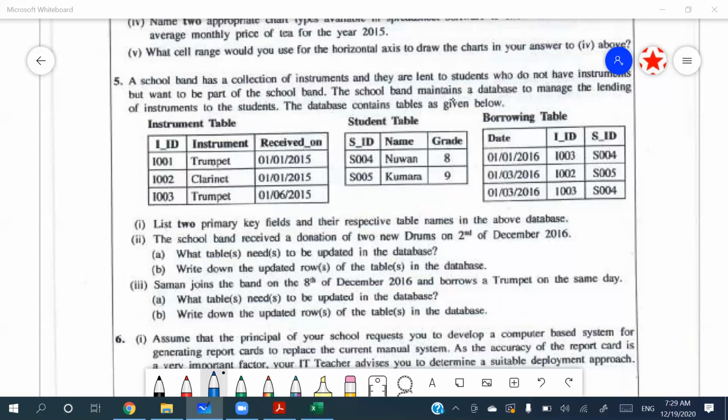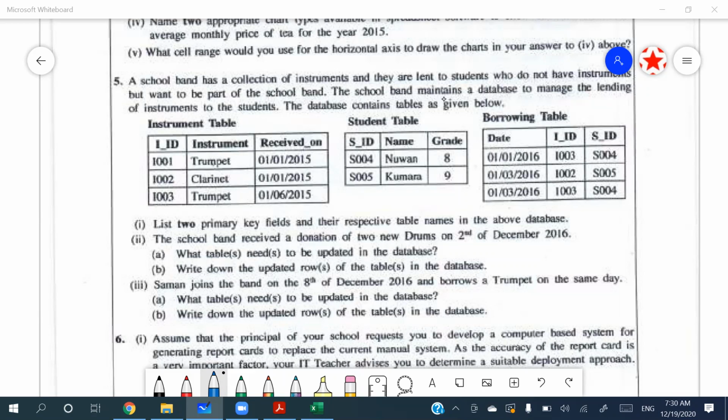And for the borrowing table, the date is being repeated, and in very rare cases we are using the date. Usually we are not going to take it. Here you don't have spaces in between letters. So it's not compulsory, but it should be as it is, the answer should be exactly as shown in the table, right? Otherwise they are going to mark it incorrect.